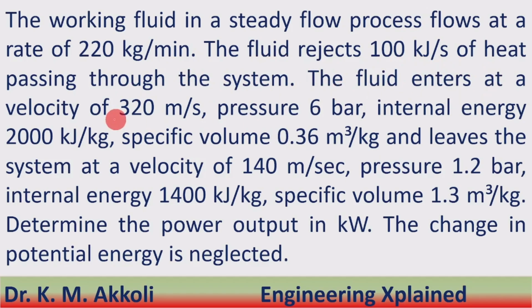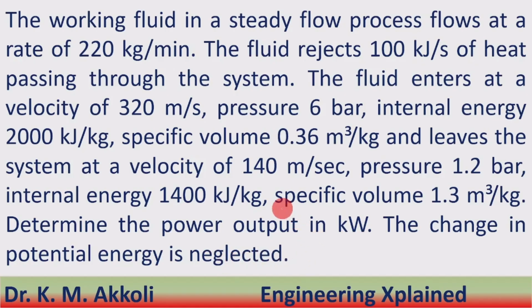The fluid enters at a velocity of 320 meter per second, pressure 6 bar, internal energy 2000 kJ per kg, specific volume 0.36 meter cube per kg, and leaves the system at a velocity of 140 meter per second, pressure 1.2 bar, internal energy 1400 kJ per kg, specific volume 1.3 meter cube per kg. Determine the power output in kilowatt. The change in potential energy is neglected.